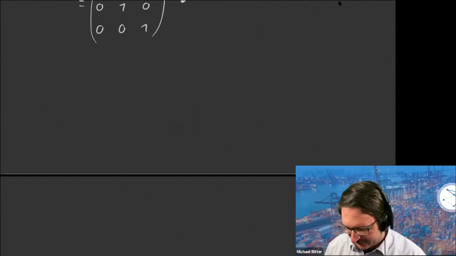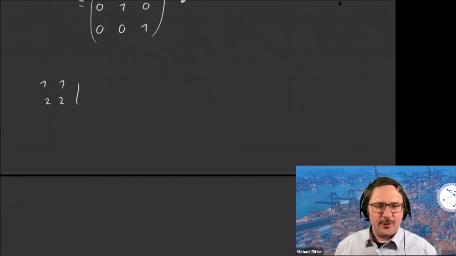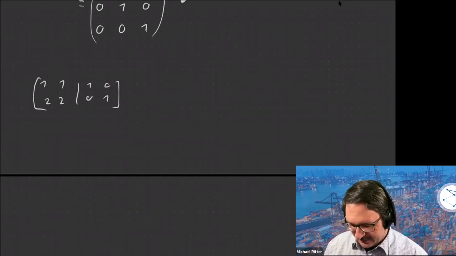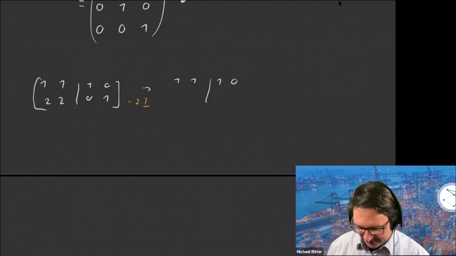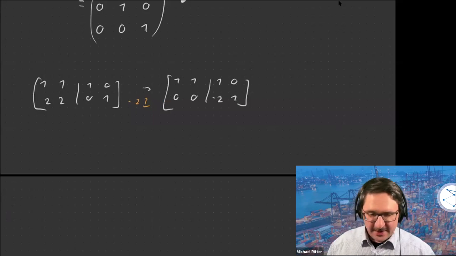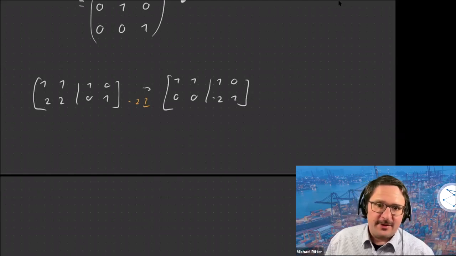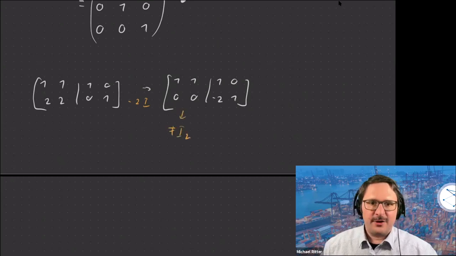Let's do a quick example for that. I'll just do a 2x2 matrix, an easy one like this one. Let's say you wanted to compute the inverse of this one. Then what we do is we subtract 2 times the first row here. We get the first row copied, and then we get 0, 0, minus 2, 1. And at this point, we can see that there is no way we're going to get an identity matrix on the left because we have this 0 row.